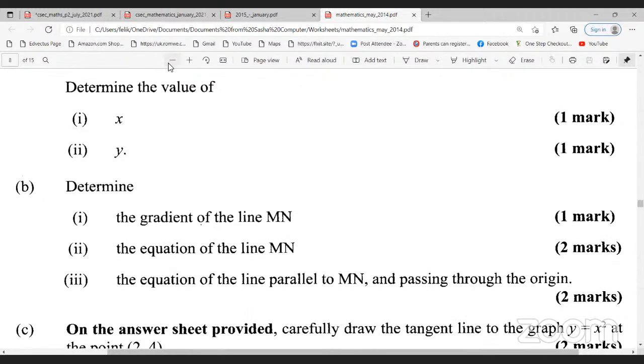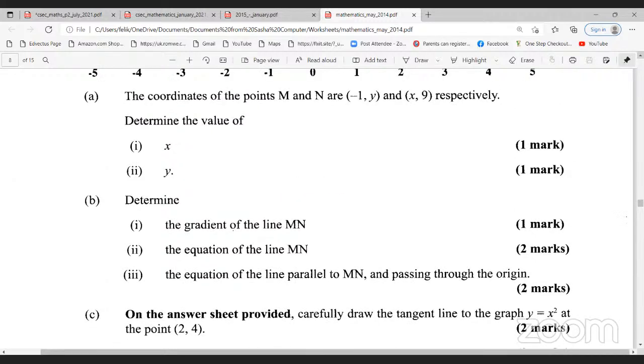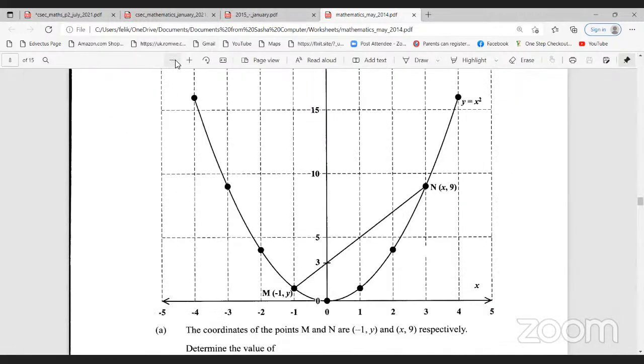Right. Mm-hmm. All right, so we're doing this part. Let me get the diagram. You want to screenshot it, is it? Yeah. Drop it in the group for me.